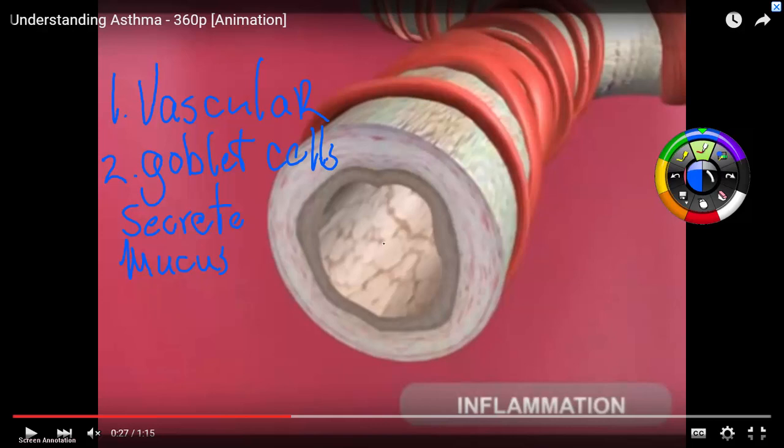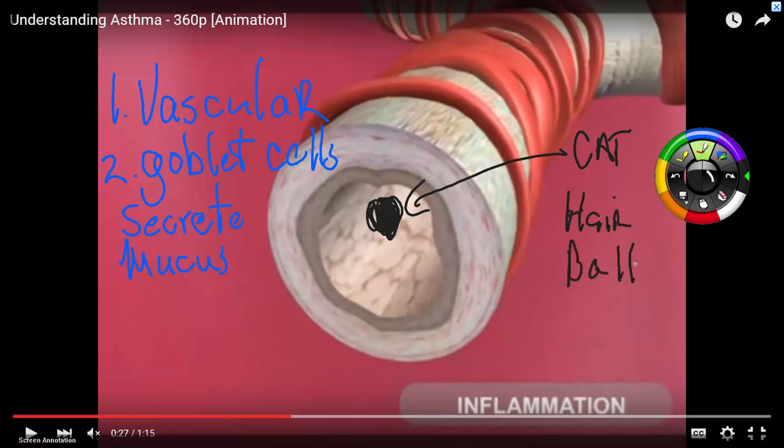Alright, so let's say, for example, that you're allergic to cats, and a cat walks by you and you say, "Here, kitty, kitty," and you pet the cat, and then you suck in this black stuff because it's bad. This is a cat hair ball. I labeled it for you too. Ain't that nice? So you just sucked in a cat hair ball, and you are allergic to cats.